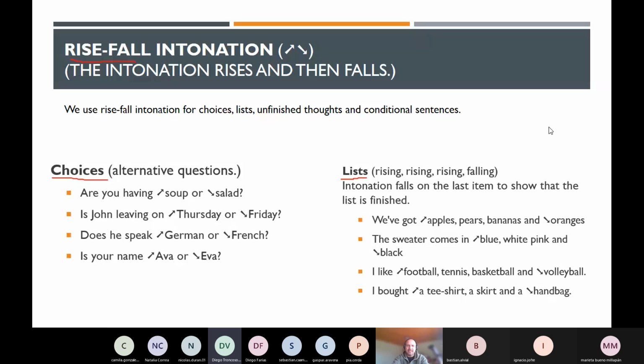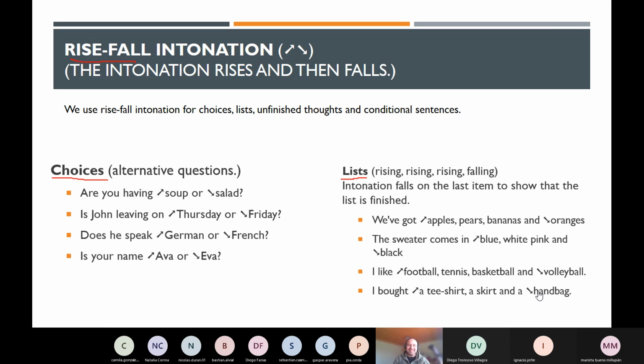I can do it, teacher. Diego Troncoso, excellent. Go for it. We bought apples, pears, bananas, and oranges. The sweater comes in blue, white, pink, and black. I like football, tennis, basketball, and volleyball. I bought a t-shirt, a skirt, and a handbag.